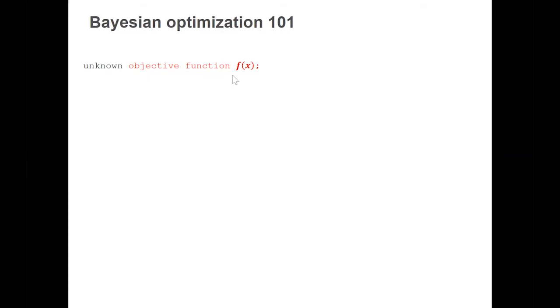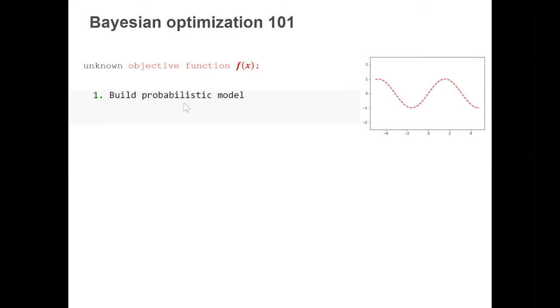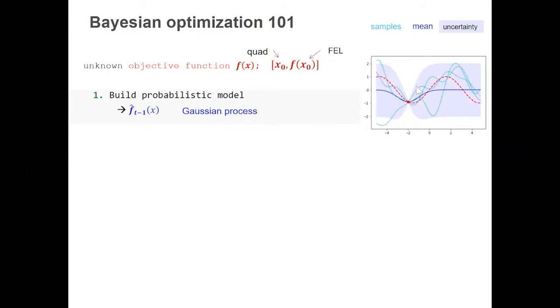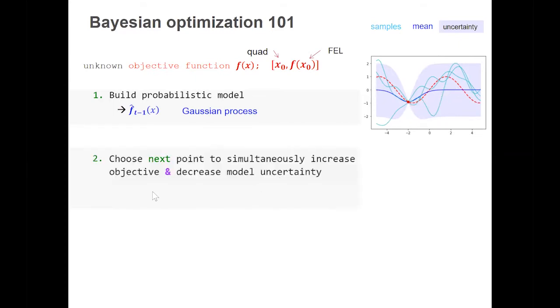We have some unknown objective function, and we want to find its maximum. So we build a type of probabilistic model, kind of a surrogate model. In this case, we chose a Gaussian process. You can see here the mean of the Gaussian process and the uncertainty. Then we take a sample from the machine. In our case, it will be a quadrupole and the corresponding FEL energy. Here it is, I just sampled the point. So then I update my surrogate model. Then I need to choose the next point to simultaneously increase the objective and decrease the model uncertainty.